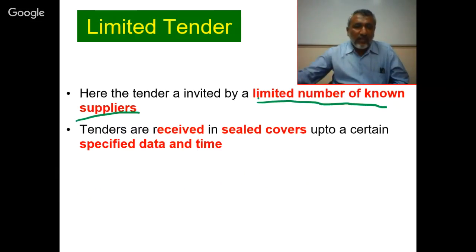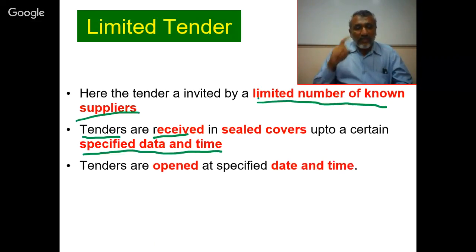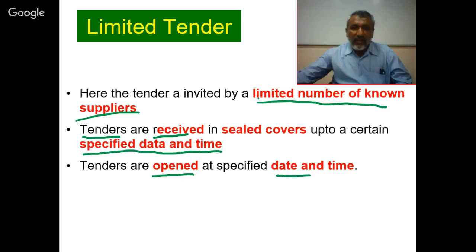These companies will give tenders, and these tenders are received up to a specified date and time. That is, in the notice inviting tender, the company will specify the time and date up to which the companies can give their tenders. These are received by the purchase department within the company, and then these tenders are opened at a specified date and time that was also indicated while inviting the tenders.